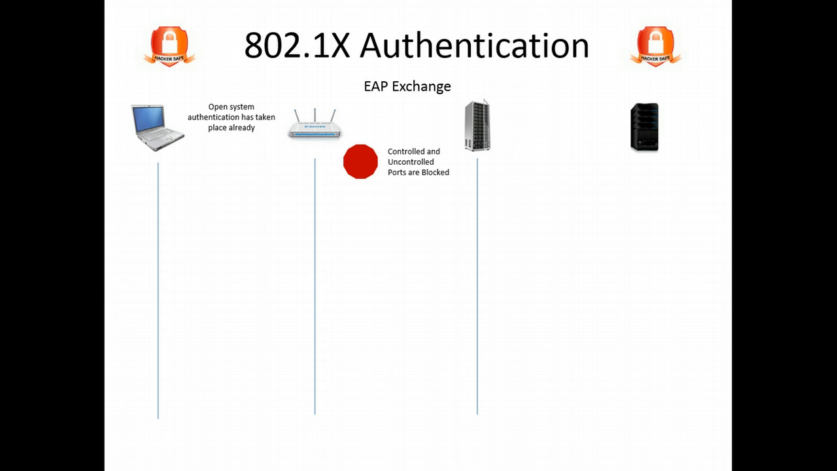You see your access point, your authenticator, and this big red stop sign here where the words controlled and uncontrolled ports are blocked. Those are virtual ports on the access point that are used to protect the network from unauthorized traffic. Now, we're going to put those ports in play and explain those ports here in just a minute, but we're going to start out first with our very first frame, and that is an EAPOL start frame.